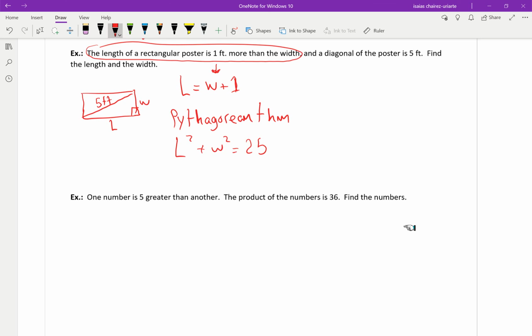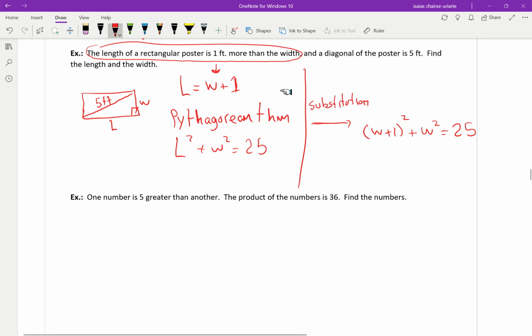Okay, and so now let me put both of these things together to come up with the equation that you want to solve. I'm going to make a little substitution here. Look, I'm going to replace this L in this bottom equation, the Pythagorean theorem one, with W plus 1. So it's going to look like this: W plus 1 squared plus W squared equals 25.